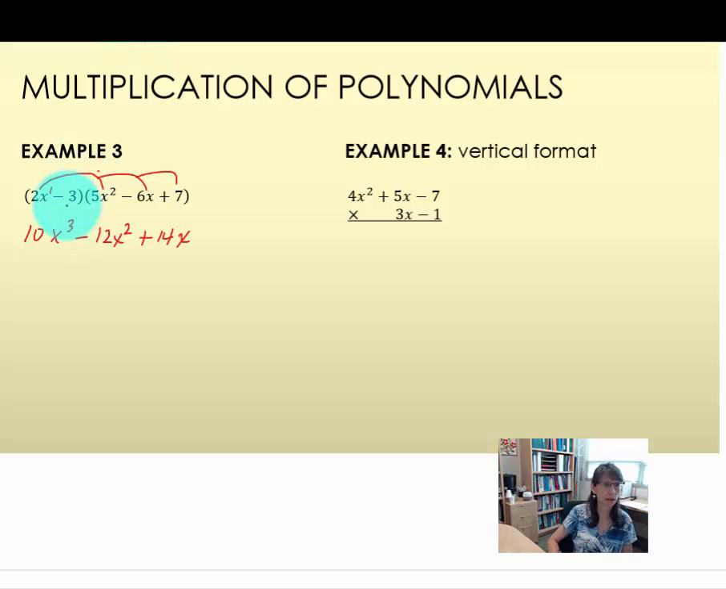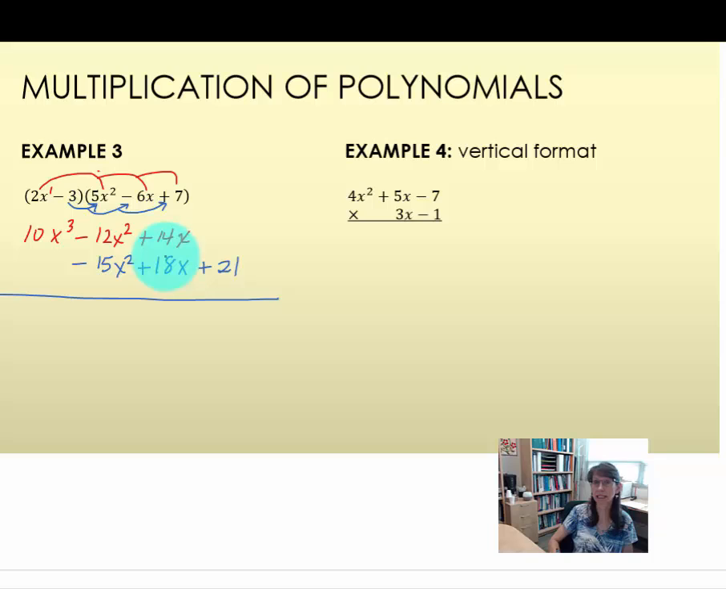Then I'm distributing negative 3. So negative 3 times 5x squared would be minus 15x squared. So I'm going to write that below my other x squared terms to collect my like terms. Negative 3 times negative 6x would be positive 18x. So see how that lines up with the other x. And finally, negative 3 times 7 is plus 21, which needs a column of its own.